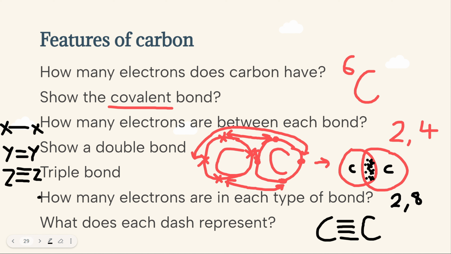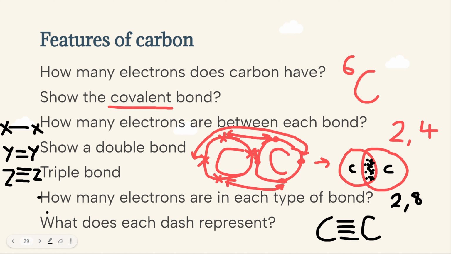The next question says how many electrons are in each type of bond. So once again, if it's a single bond, it's 1 pair of electrons, which is equal to 2 electrons. If it's a double bond, it's 2 pairs of electrons, which is equal to 4 electrons. And if it's a triple bond, it's 3 pairs of electrons, which is equal to 6 electrons.